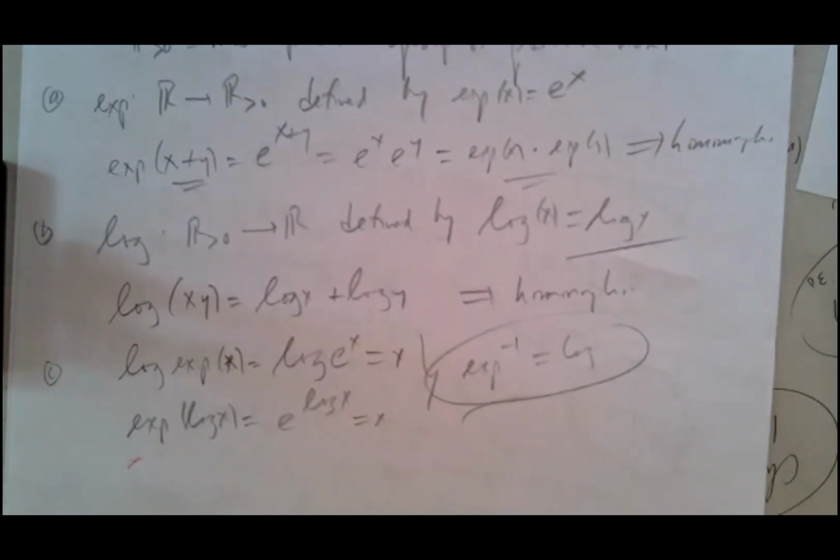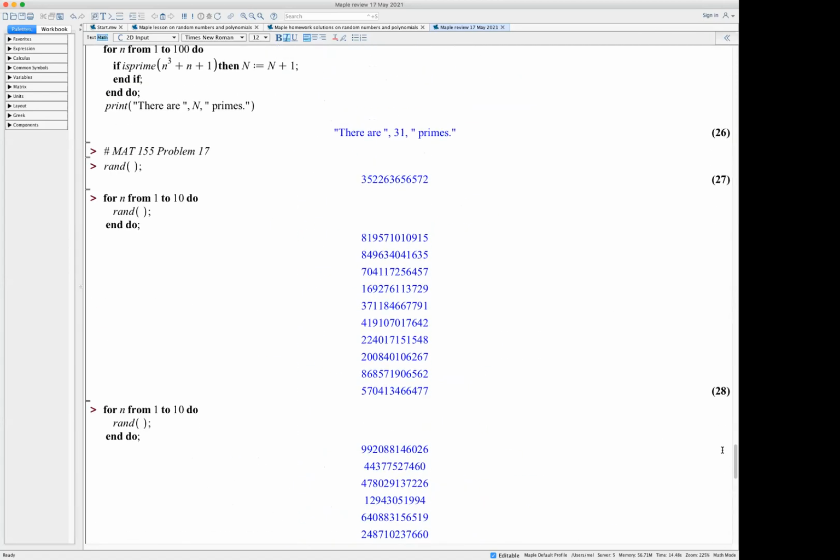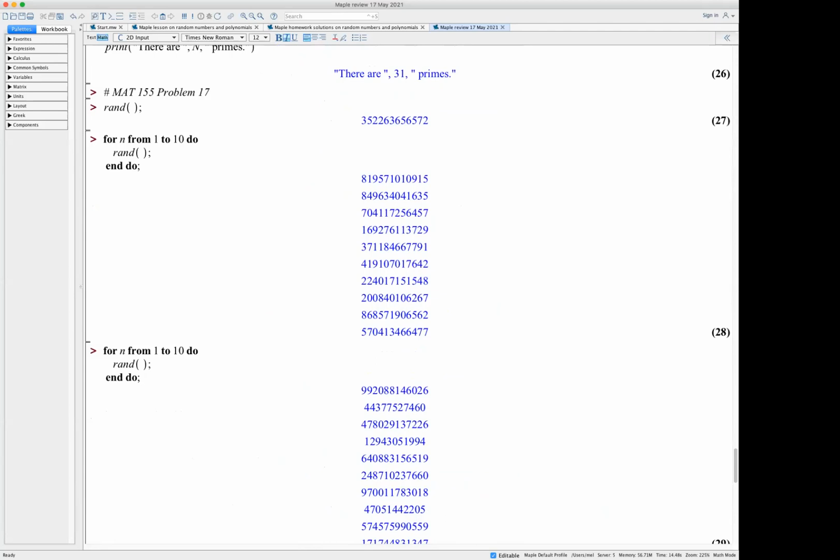Someone asked whether I solved problem 17 on Maple. And the answer is yes. Let me find it. Yep, this was problem 17. This is the function rand() that produces a random 12-digit number. And if you want a loop to produce 10 of them, this is all it is. It's basically this one-line program.